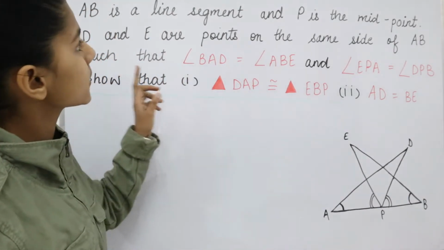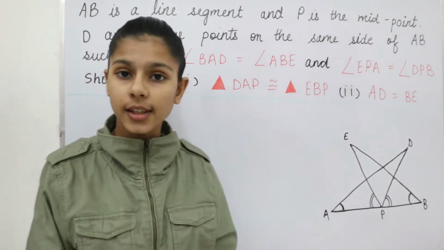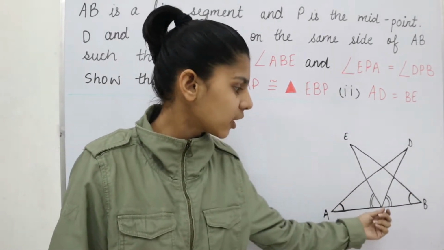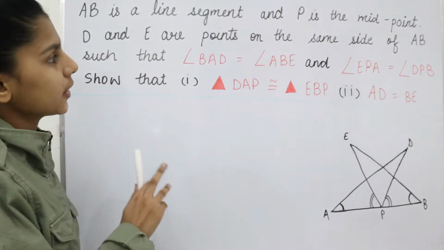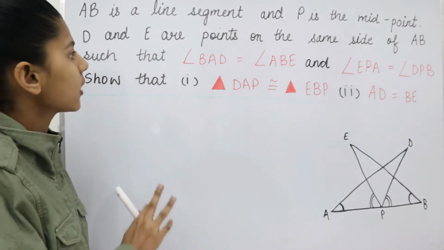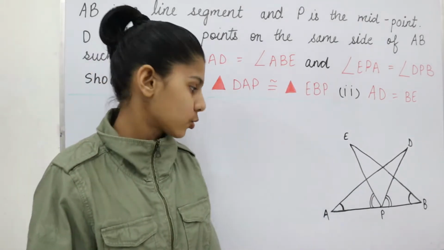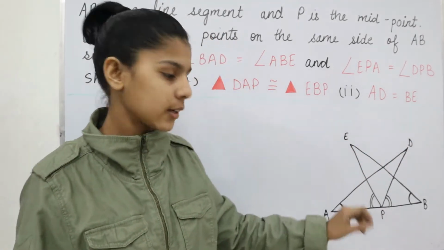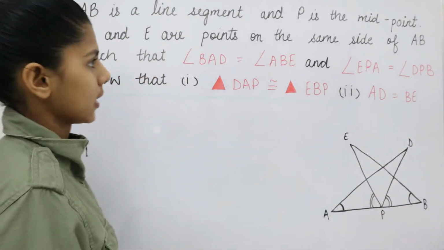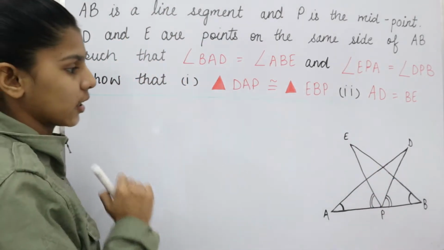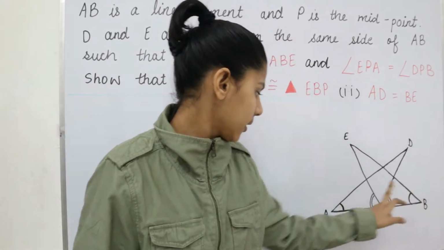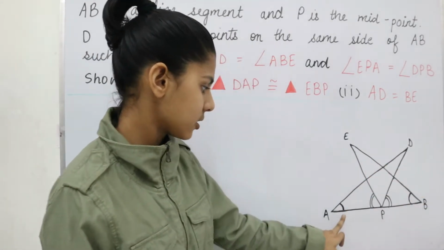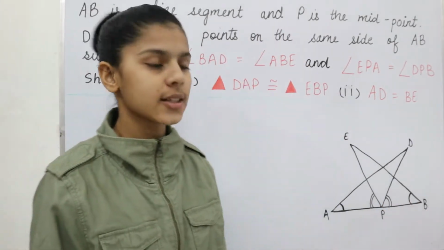It says AB is a line segment and P is the midpoint. You can see in the figure that AB is a line segment and P is the midpoint. Midpoint means in the middle of the line segment. Then D and E are points on the same side of AB, on the upper side, such that angle BAD is equal to angle ABE. Angle BAD means this angle, and ABE means this angle; these two angles are equal, as you can see in the figure.